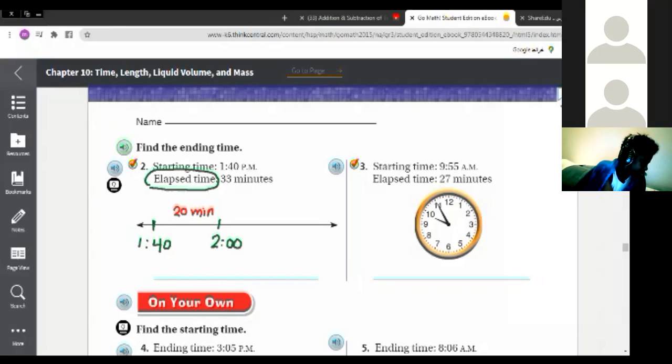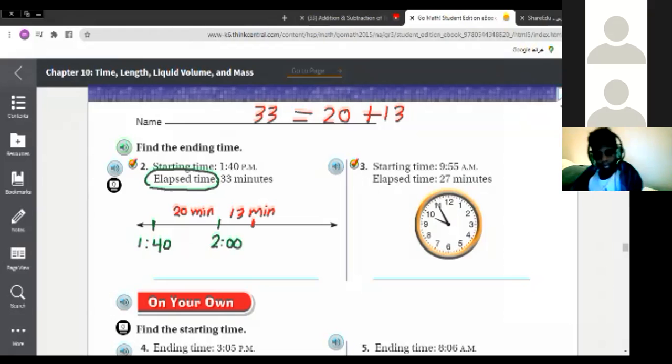Then we need to add another 13 minutes because you know 33 is equal to 20 plus 13, right? 33 is like 20 plus 13. I just added 20. So I need to add another 13 minutes to 2 p.m. If you add here another 13 minutes, you will get here this time, this place. So if you add other 13 minutes, it will be here 2:13.